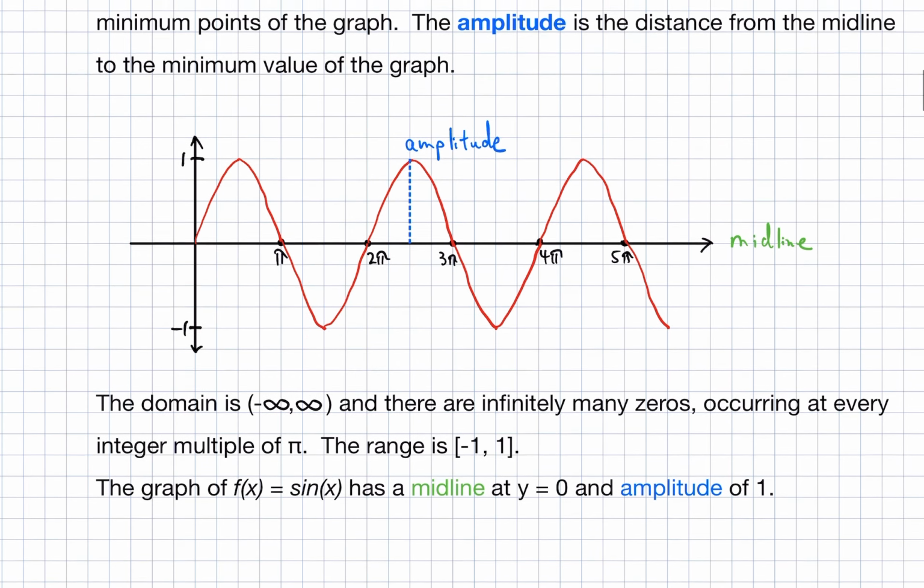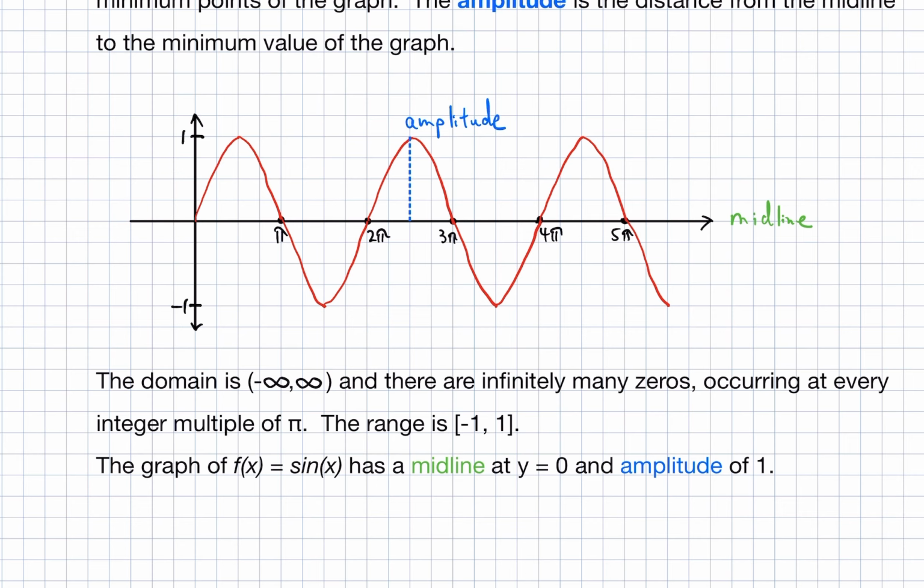All right, so just to summarize, the graph of the function sine of x has a midline at y equals 0. At y equals 0 we have the midline, and then it has an amplitude of 1. So that's the distance from the midline to the maximum or to the minimum. Hopefully that made sense.